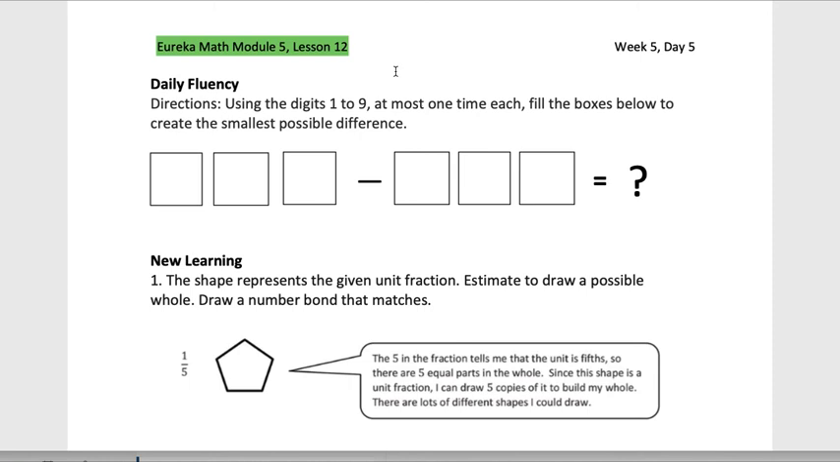This is day 5 of week 5, and it's asking you to use the digits 1 to 9 at most one time each to fill in the boxes below to create the smallest possible difference. So you want to make sure you are going to subtract some numbers, and you get to create the numbers. And you want to see what is a small number that you could come up with as the answer.